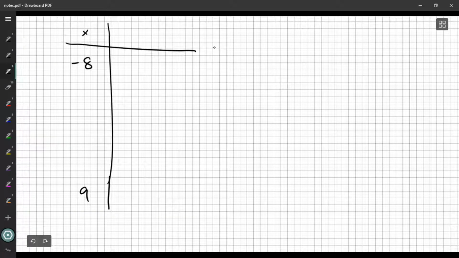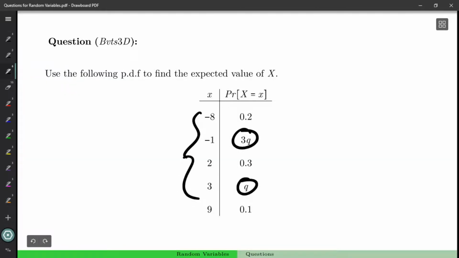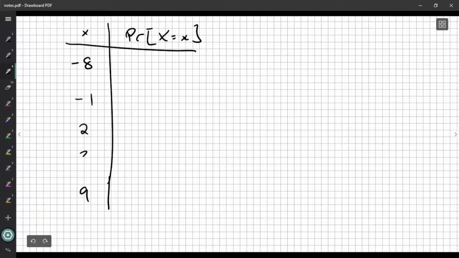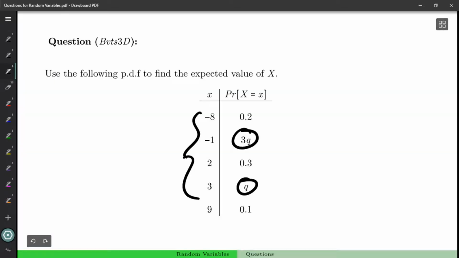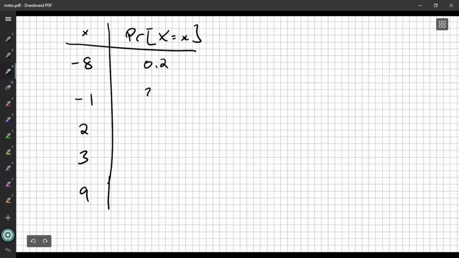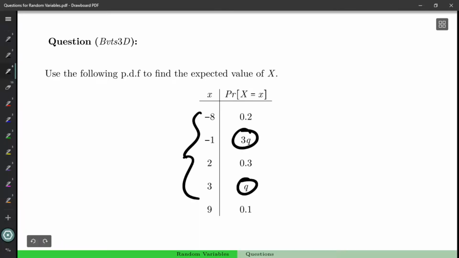I know it ended with a 9. I know there were q's and I think a 3q, or was it a 4q? Just double check. -8, -1, 2, 3, 9. And our probabilities, 0.2, 3q, 0.3, q, 0.1. Just quickly double check. Great, now we can move on.